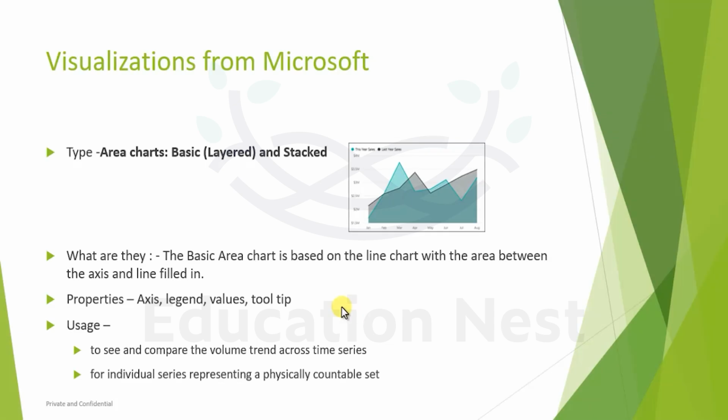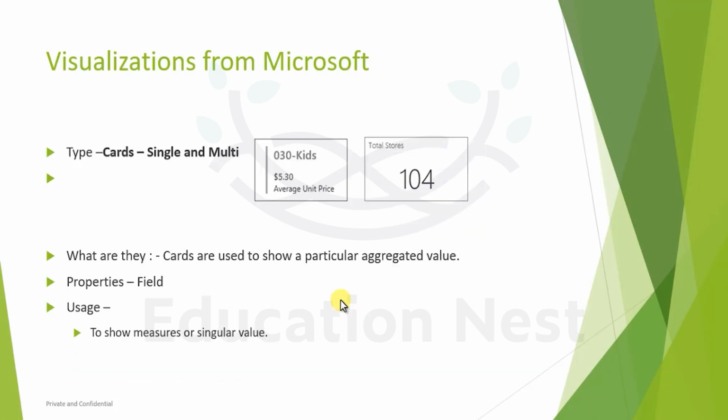Let's have a look at the next visual, what we are going to see over here. Next visual is cards. It can be a single card or a multi-card. So it can have a single value or multiple values, right? Where are they used? Cards are used to show a particular aggregated value.